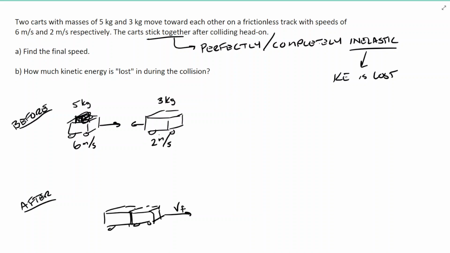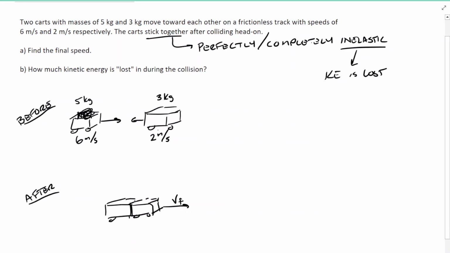And at this point, let's make sure we define direction here. Let's say that moving to the right is now our positive direction, right? When we're dealing with momentum, you want to make sure that all your velocities are vector quantities. And so anything left is negative, anything right is positive. So these carts are now moving, and they're stuck together after the collision. So let's set up our momentum equation.